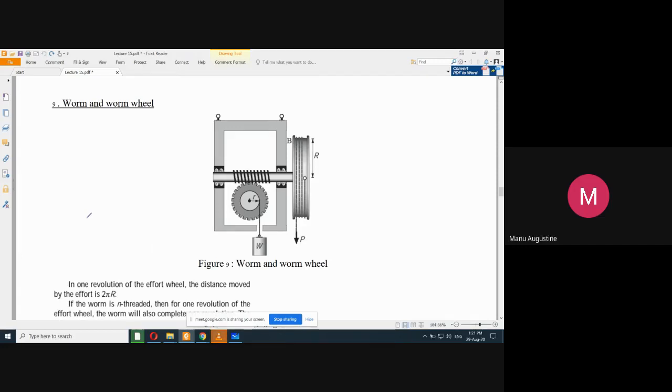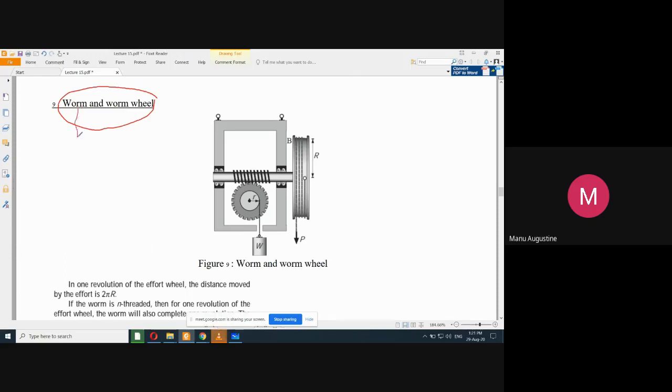Now we are discussing the next lifting machine, which is called the worm and worm wheel. To many of you, the concept of a worm and a worm wheel is going to be quite new. I know that. In some rare instances, if you have had some good background in actually seeing machines at work, then you may know about the concept of a worm and worm wheel.